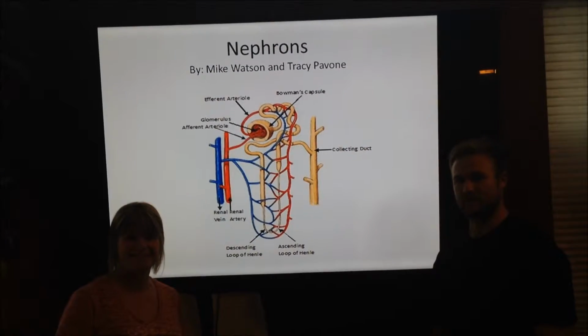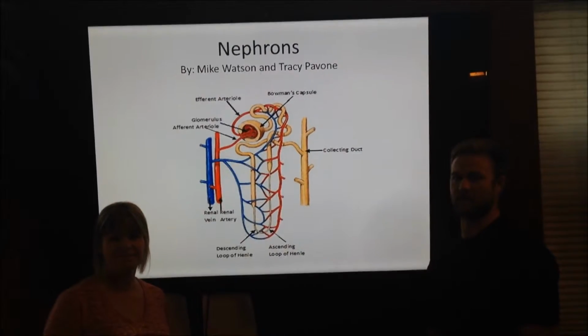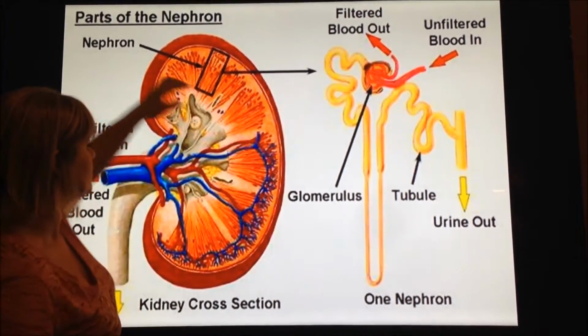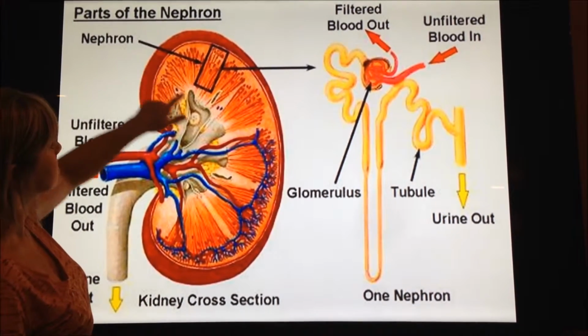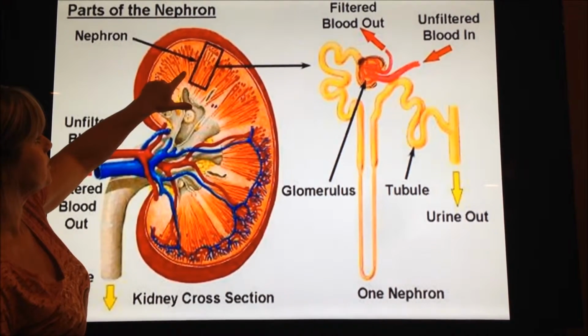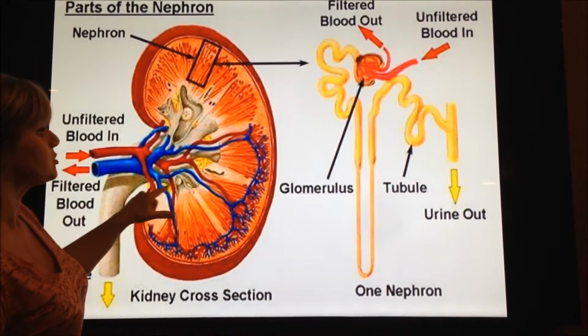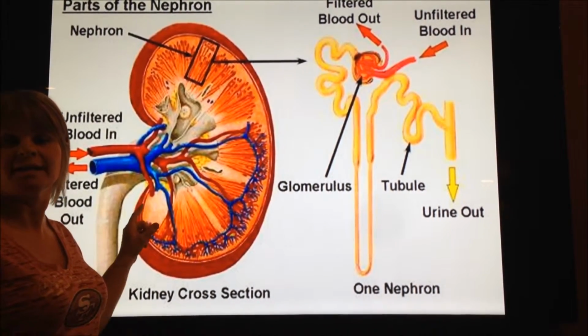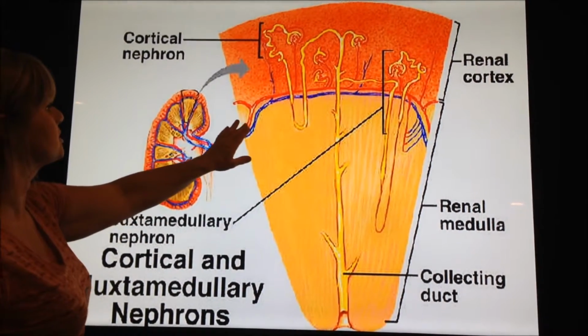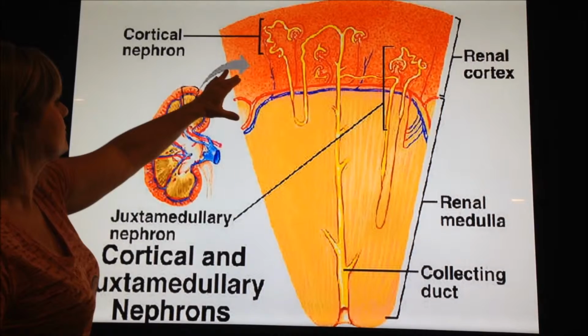And I'm Mike Watson, and today we're going to be talking about the nephrons of the kidney. Hi, so this is a nephron here, which is located inside the kidney, and as you can see here, these nephrons are very, very small, microscopic, inside of the kidney, and there's over 1 million of them located in each kidney. Here we have a zoomed in picture of a portion of the kidney containing the nephrons.